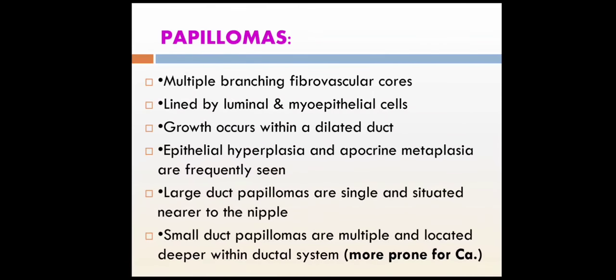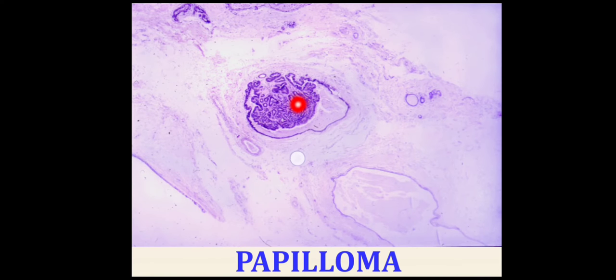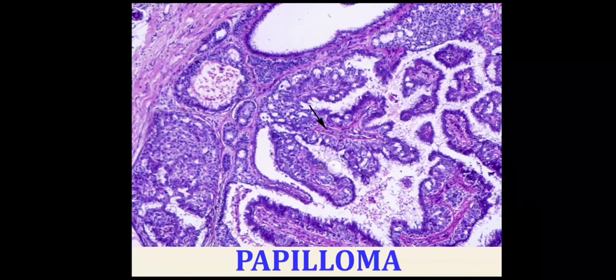So a cystic space will be there and a papilloma will be inside that space. Epithelial hyperplasia and apocrine metaplasia are frequently seen. Large duct papillomas are solitary and situated nearer to the nipple. Small duct papillomas are multiple and located deeper within the ductal system. What you're seeing is a papilloma of the breast. A finger-like projection will be there in a cystic space, and there will be a fibrovascular core. This is a closer view showing a core, lined by double layered epithelium.